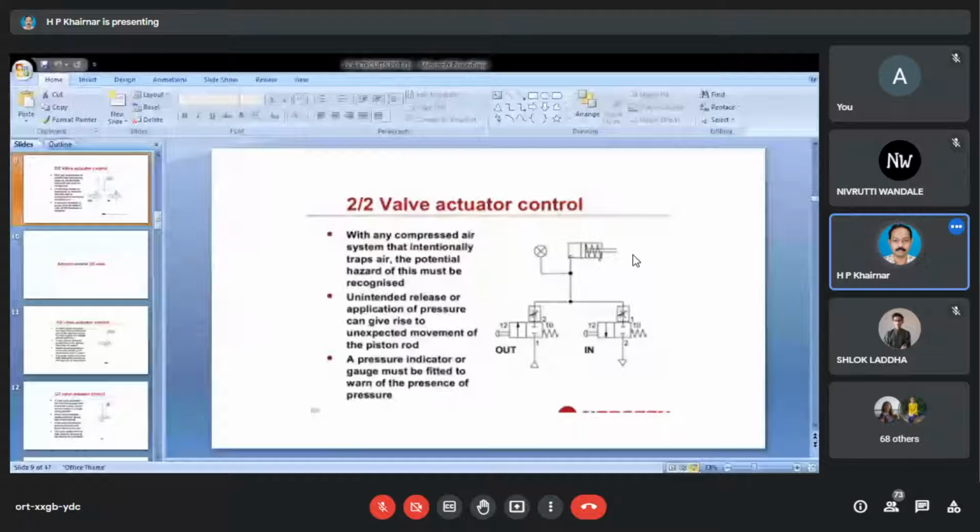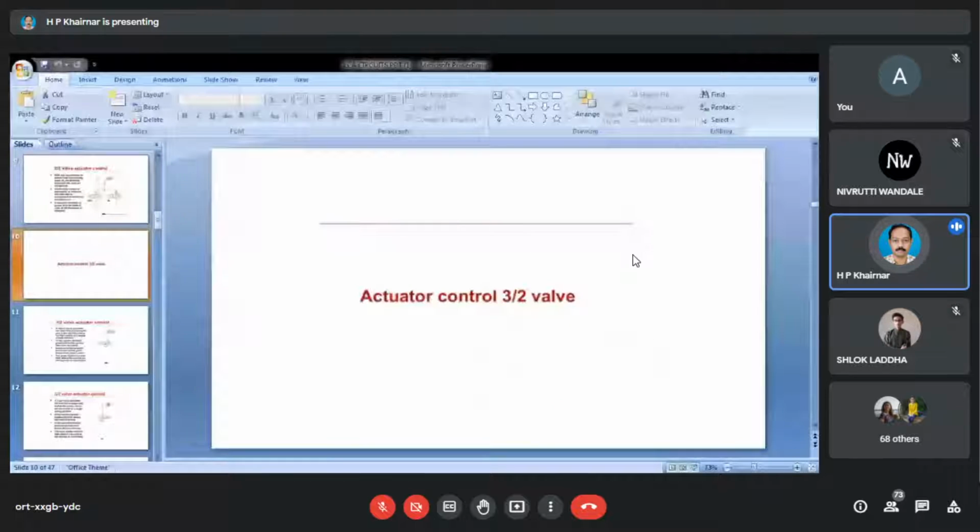2 by 2 valve. Now similar things are possible with a 3 by 2 valve, but you need to make some change in the connections. Suppose now you want to have actuation with the help of a 3 by 2 valve. So how will you make the connections? What will be the switching positions? What will be the port position connections or the port positions? That you need to think.